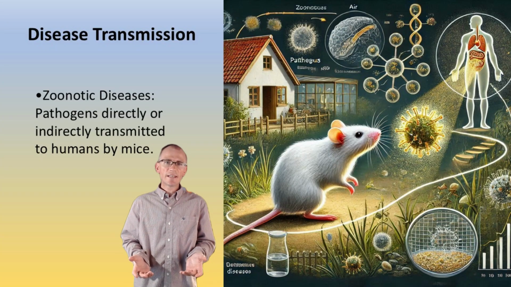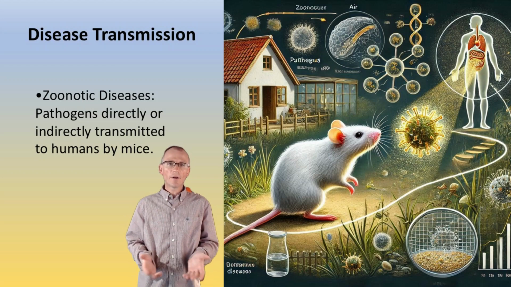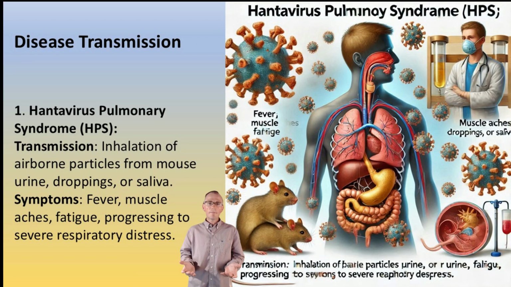Let's talk about disease transmission when it comes to the house mouse. Zoonotic diseases: pathogens directly or indirectly transmitted to humans by mice. Thinking about disease transmission, let's look at number 1, hantavirus pulmonary syndrome, HPS. Transmission: inhalation of airborne particles from mouse urine, droppings, or saliva. Symptoms: fever, muscle aches, fatigue, progressing to severe respiratory distress.